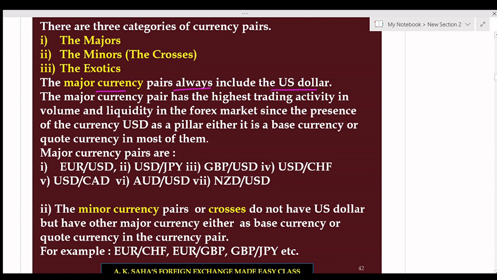The major currency pairs have the highest trading activity in volume and liquidity in the foreign exchange market since the presence of the US dollar as a pillar. Either it is a base currency or quote currency in most of them. Major currency pairs are EUR/USD, USD/JPY, GBP/USD, USD/CHF, USD/CAD, AUD/USD, NZD/USD.